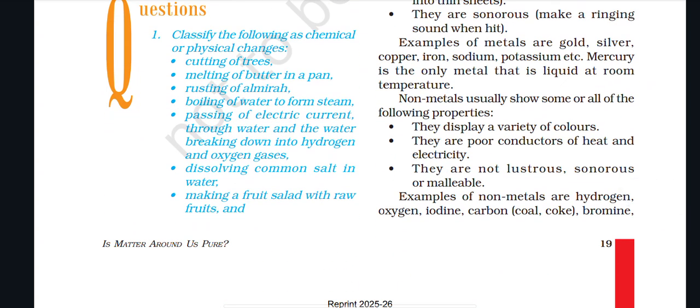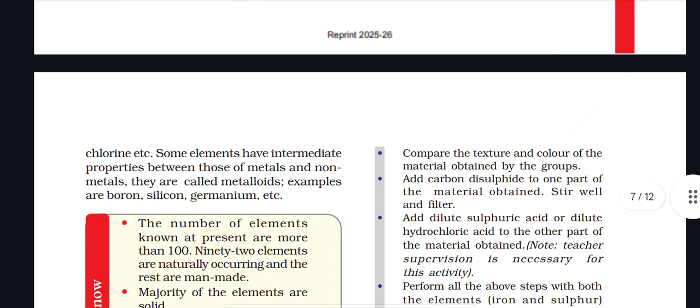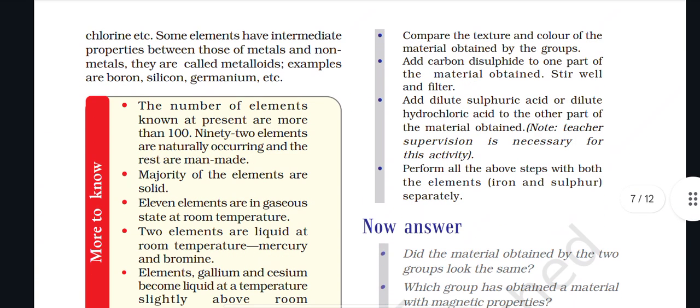Non-metals usually show some or all of the following properties: they display a variety of colors, they are poor conductors of heat and electricity, and they are non-lustrous, non-sonorous, and non-malleable. These are shown by non-metals. Next, examples of non-metals are hydrogen, oxygen, iodine, carbon, bromine, chlorine, etc.